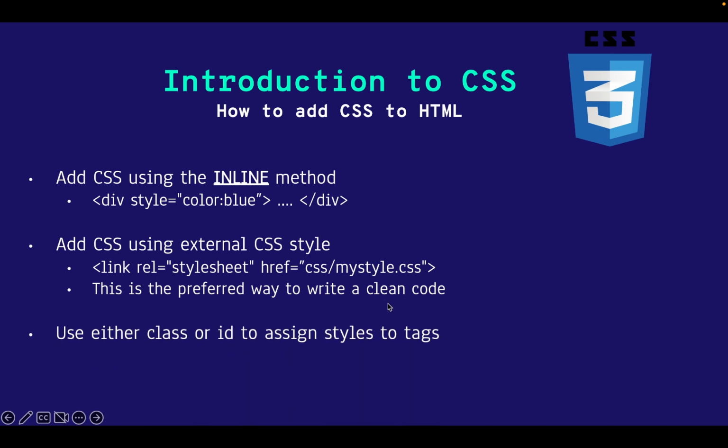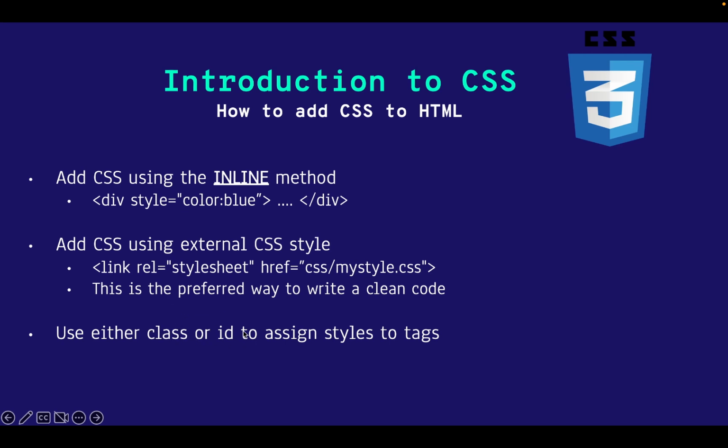All right. So then again, after that, we have linked our CSS file to our HTML. Now we want to style our HTML tags, right? For example, this div, right? So now, since we can't use the inline method again, the method that we're going to be using is using class or ID to assign styles to a tag. Again, I'm going to show you in the code. You will know what the class is and what the ID is. Again, I'm going to use more of class than ID, right?